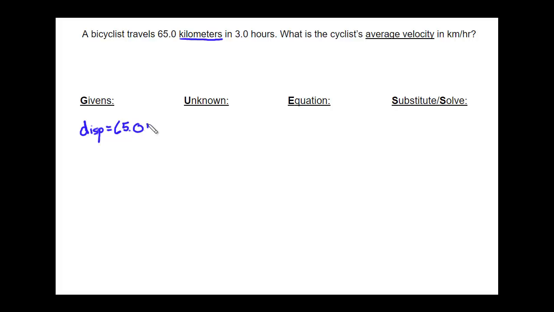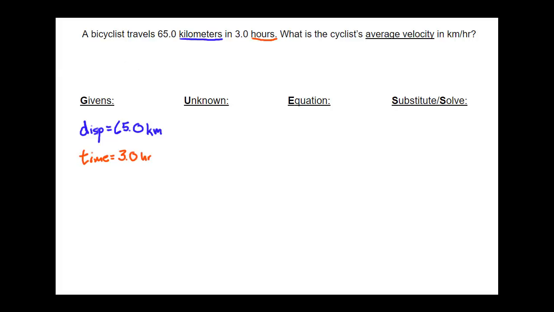65.0 kilometers. Now, I can either write it out or I can write it in the symbol format, km. If I keep looking, hey, 3.0 hours. Now that's a unit of time. That's a time measurement. So I'm going to call it time equals 3.0 hours.